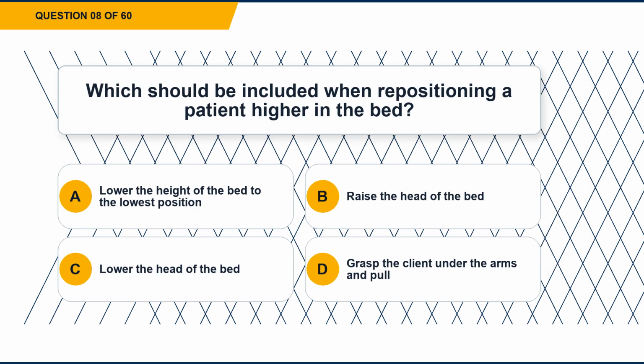Question 8. Which should be included when repositioning a patient higher in the bed? Option A. Lower the height of the bed to the lowest position. Option B. Raise the head of the bed. Option C. Lower the head of the bed. Option D. Grasp the client under the arms and pull.